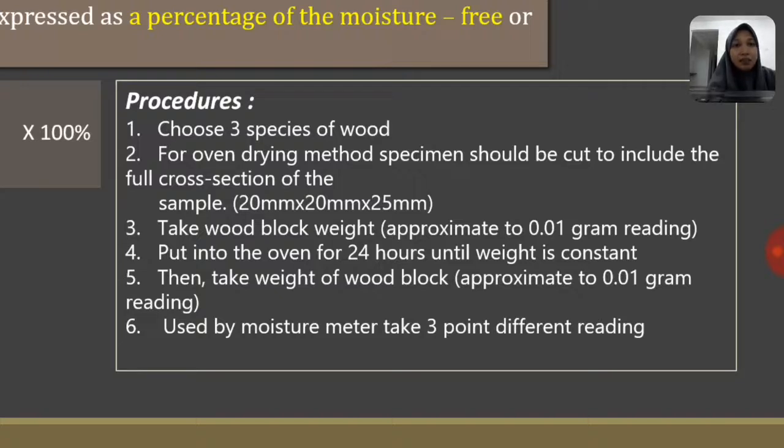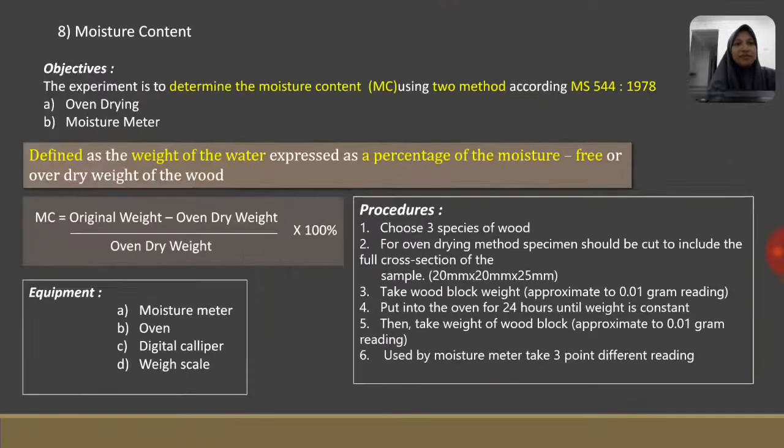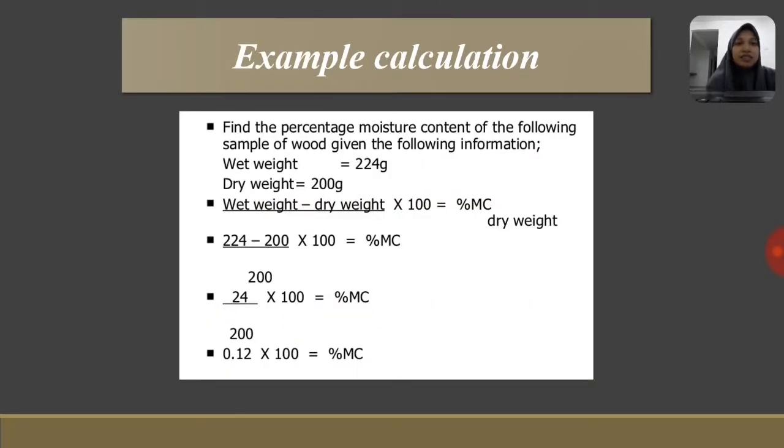Next, take wood block weight. We must approximate to 0.01 gram reading. Put into the oven for 24 hours until weight is constant. Then take weight of the wood block. For the last, use the moisture meter, take 3-point different reading. This is an example of calculation to find the percentage of moisture content.